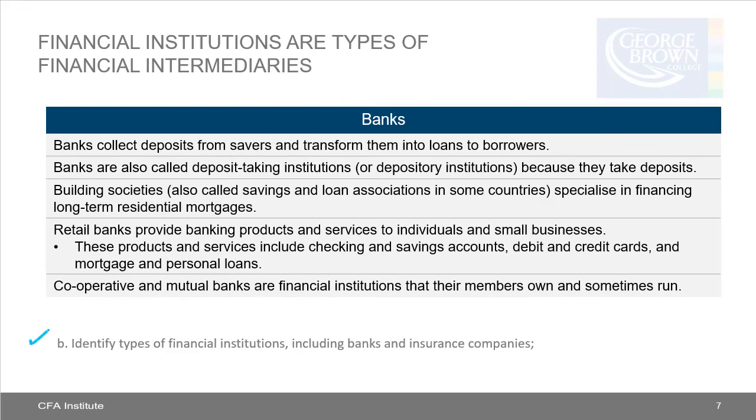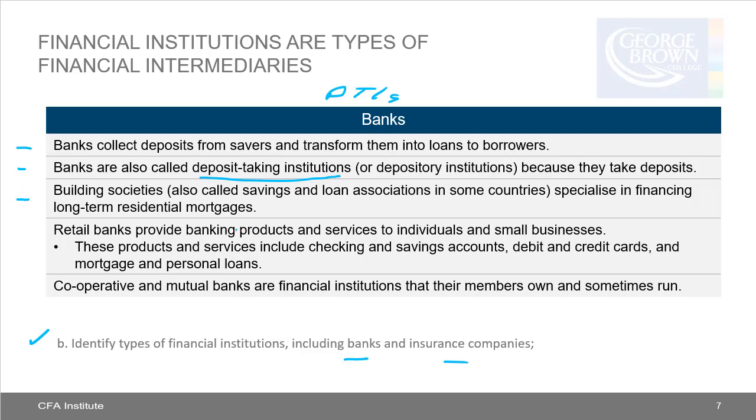Learning outcome statement B is identify types of financial institutions, including banks and insurance companies. So this slide is looking at some information regarding banks. Banks collect deposits from savers and transform them into loans to borrowers. Banks are also called deposit-taking institutions, DTIs. Often, that's an important thing to understand, that you often see an abbreviation, DTIs. It's deposit-taking institutions. They take deposits.